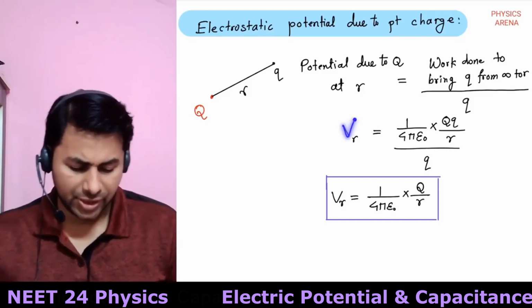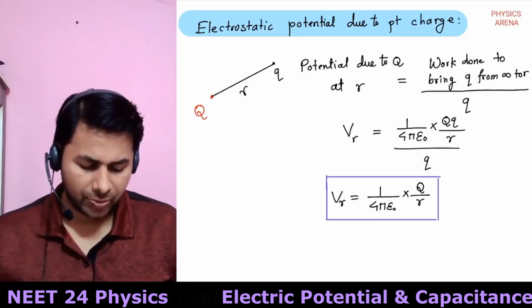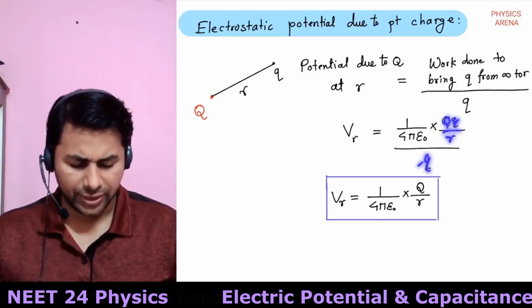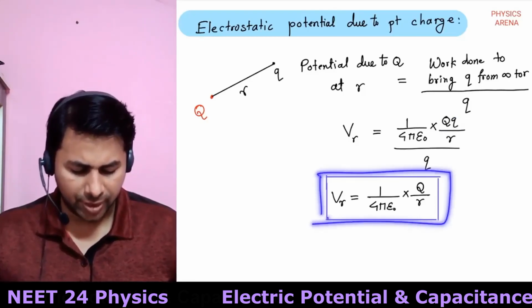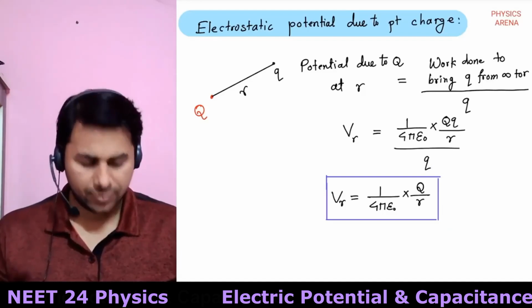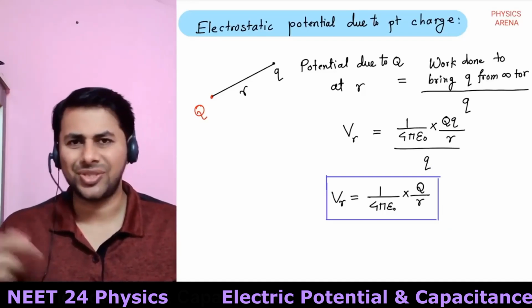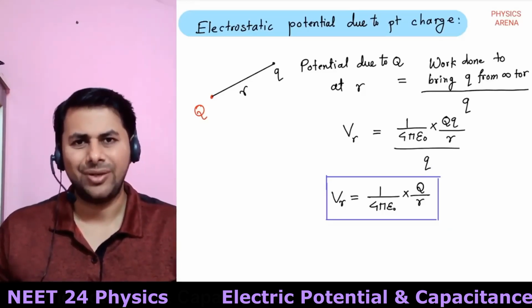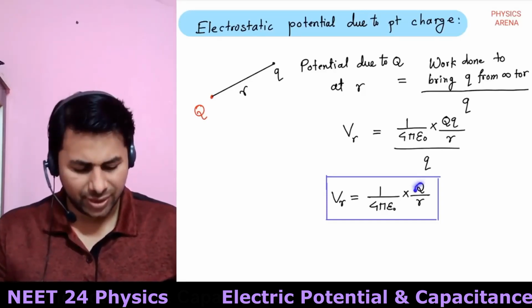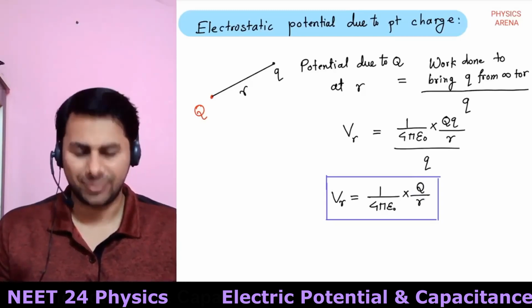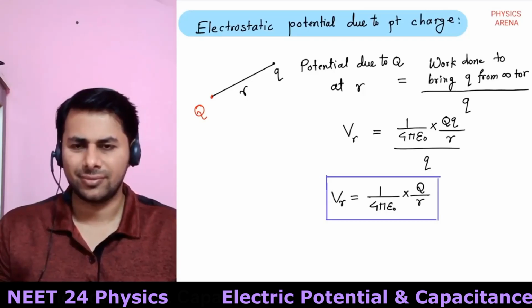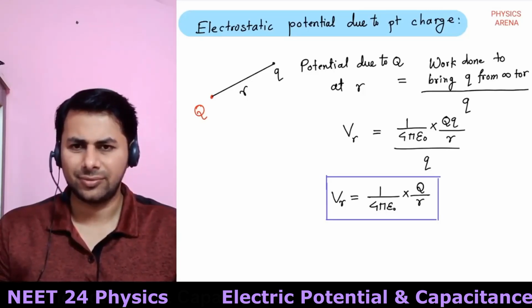So potential at distance r is 1 upon 4 pi epsilon naught multiplied by q times Q upon r, divided by q. Small q gets cancelled, and you get this simple formula for the electrostatic potential due to a charge capital Q. Because this is potential due to charge capital Q, it should depend only on capital Q. It should not depend on small q, right? So this is the potential. Is this clear?